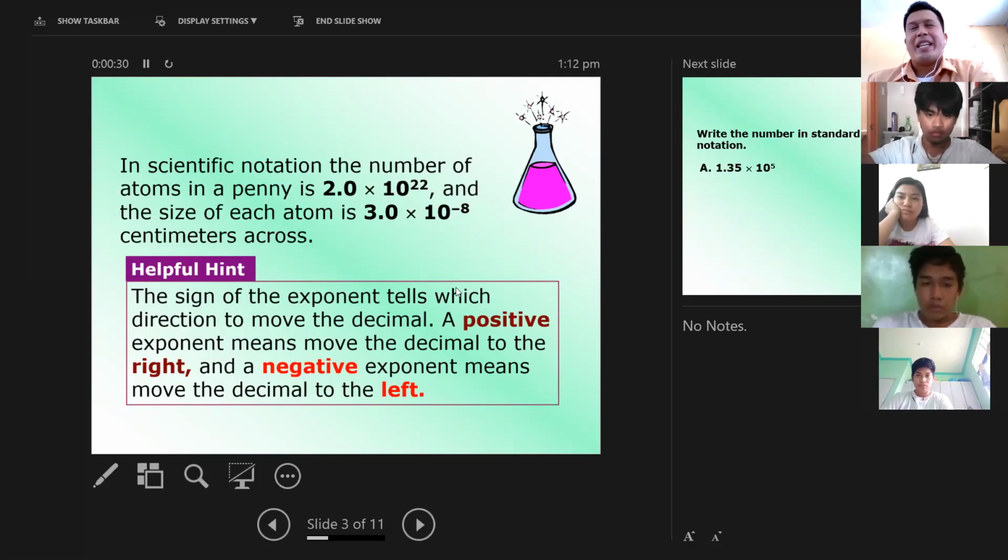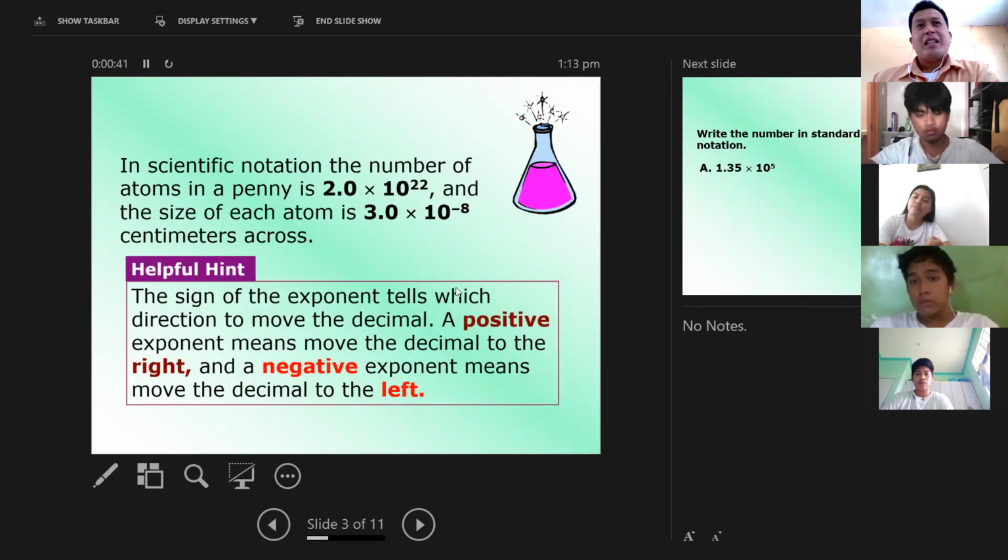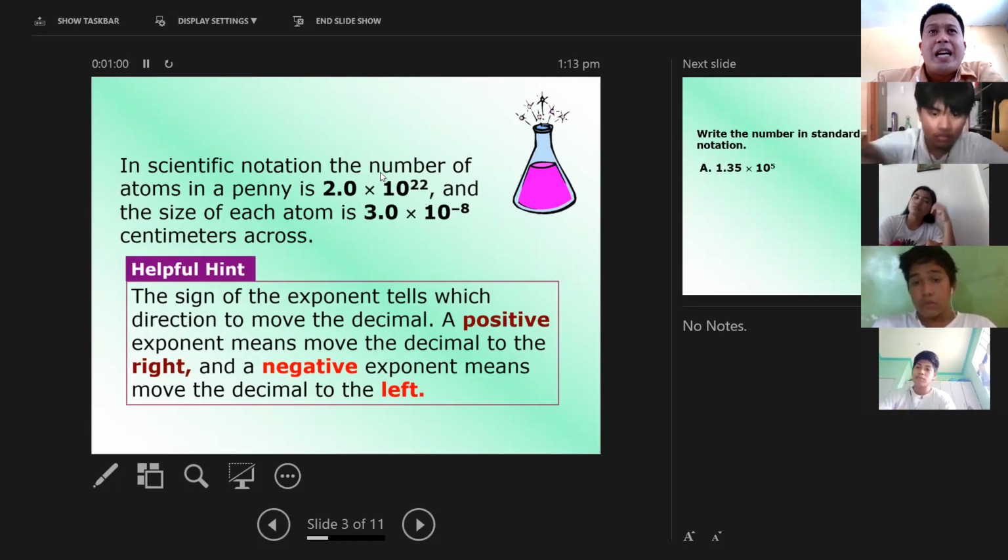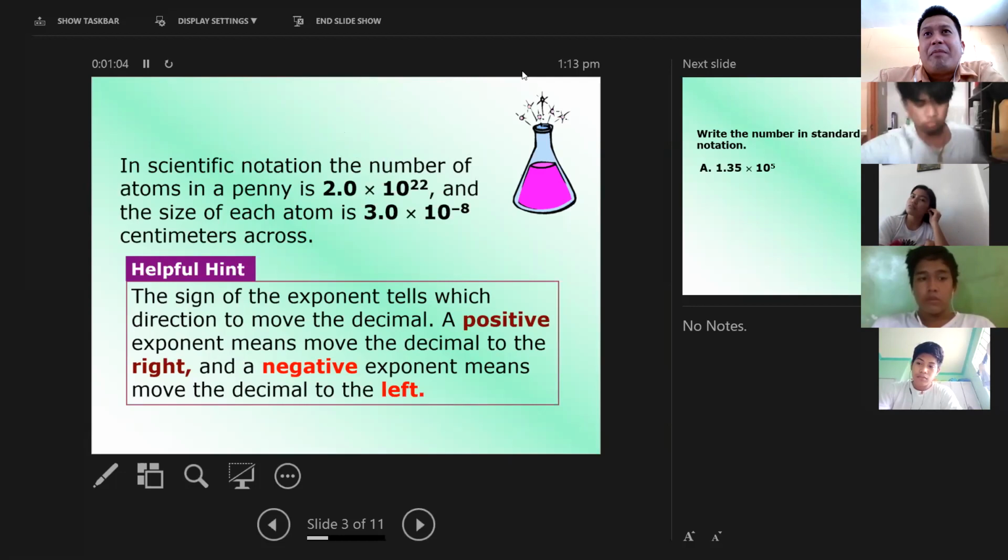Positive to the right, di ba? In a Cartesian plane, positive x goes to the right. Di ba? So therefore, the positivity of the exponent of the scientific notation tells you that the direction of your decimal point moves to the right. And then the negative exponent means the decimal point moves to the left. How is that motion, class? That is from the scientific notation to the decimal notation. Let's do it in this way.